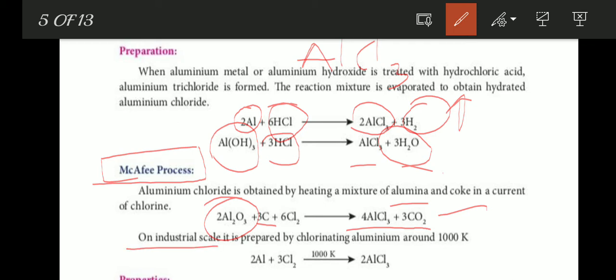On industrial scale, it is prepared by chlorinating aluminum, that is, aluminum metal reacting with chlorine molecules at around 1000 Kelvin. This reaction is called chlorination. The chlorination of aluminum at around 1000 Kelvin forms AlCl3.